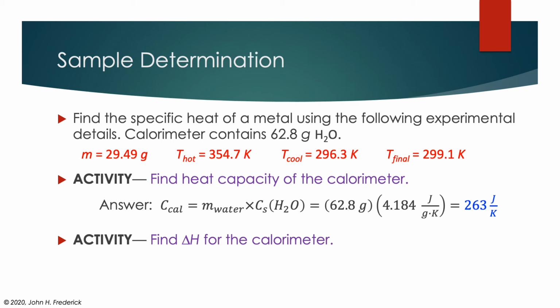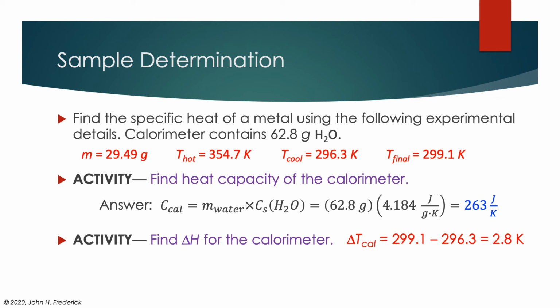In other words, the calorimeter has increased in temperature from 296.3 to 299.1. You now know the heat capacity of the calorimeter. Find its enthalpy change. Okay, hopefully you've had a chance to do that now. You paused the video, I presume. And the calculation looks something like this.